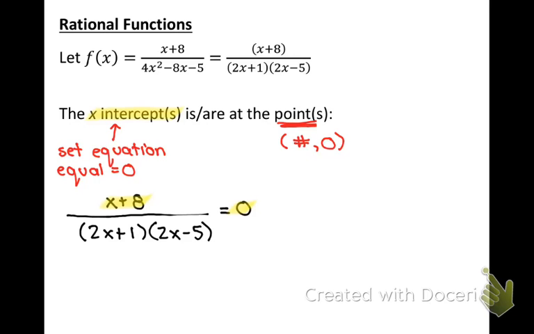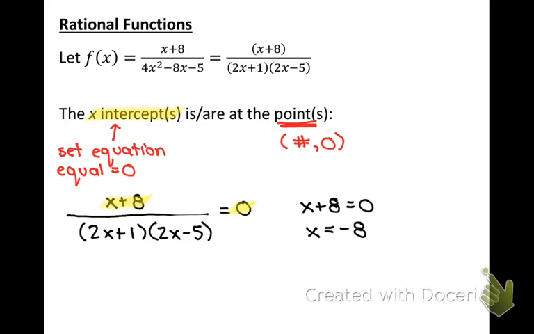I could have 0 over 5, it would be 0. I could have 0 over negative pi, it would be 0. I could have 0 over a million kajillion. It would still be 0. So the value in that denominator doesn't matter to us in this context. So all we have to do is solve x plus 8 equals 0. And we are going to get that x equals negative 8.